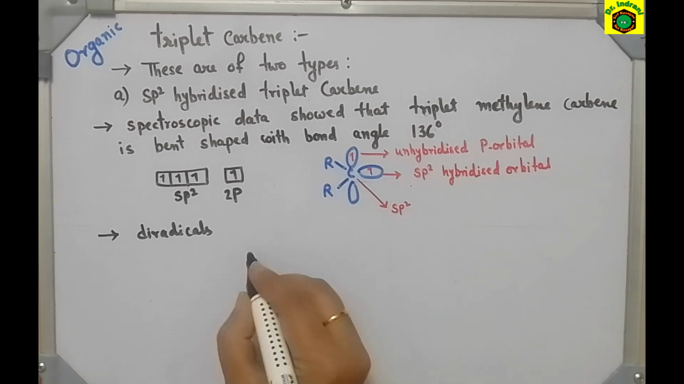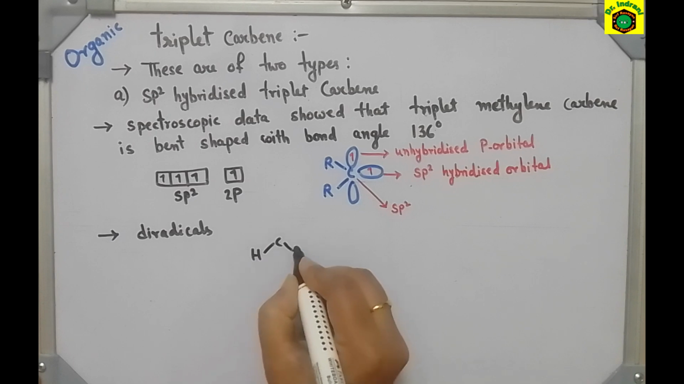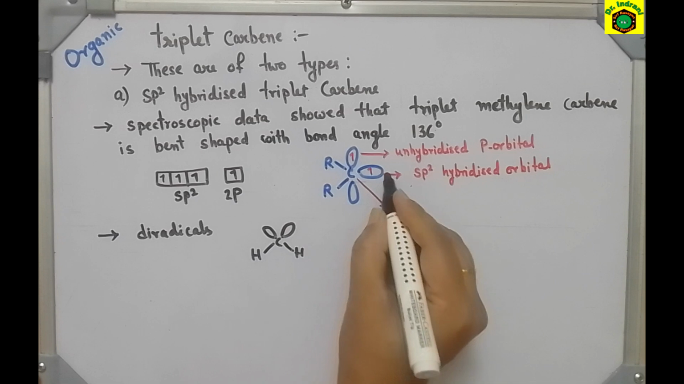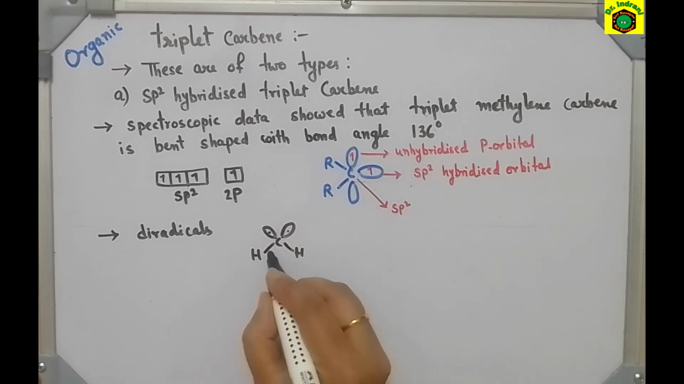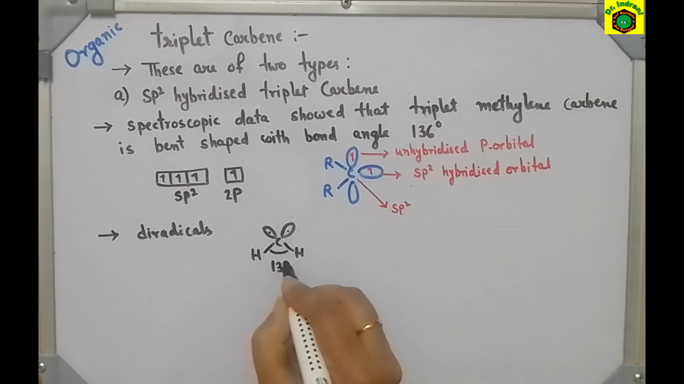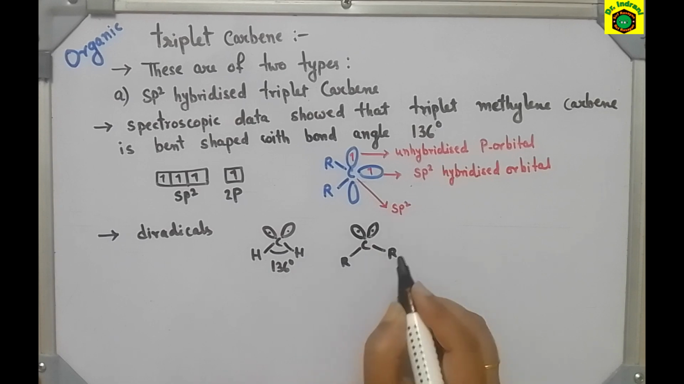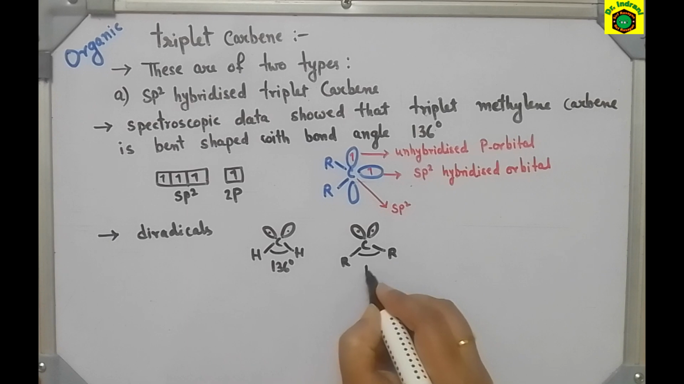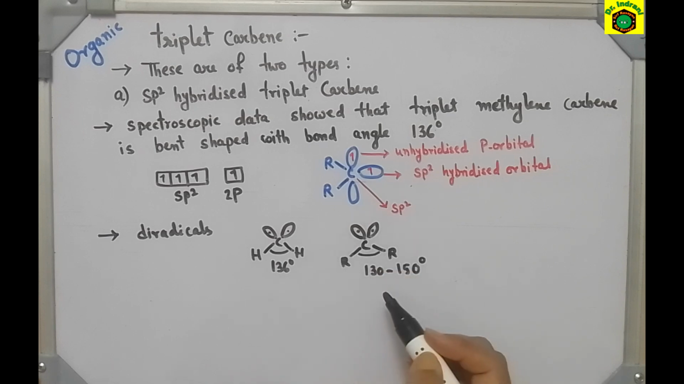And here for methylene carbene, these two electrons we can show this way, and for methylene carbene this bond angle is 136 degrees. And for the triplet state of some other carbenes, they have bond angles ranging from 130 to 150 degrees. These are also bent shaped.